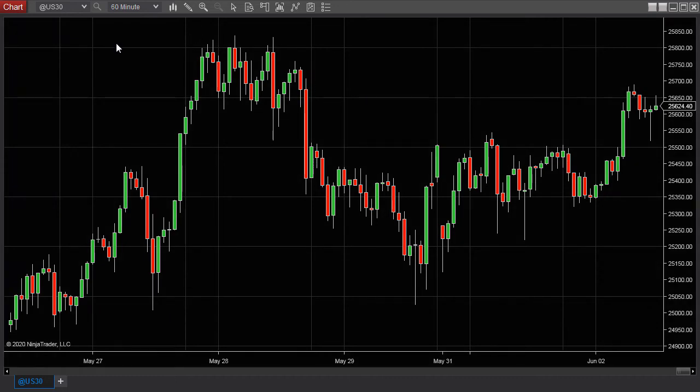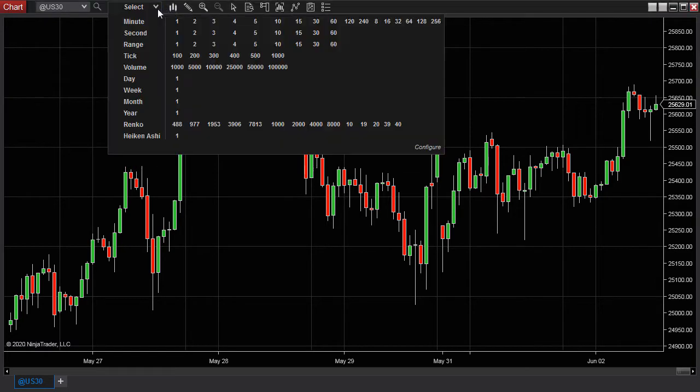Okay, so here's how to set up your real-time intraday summary math indicator. I'm going to start off with a normal chart of the Dow Jones, 60-minute interval, normal candlestick chart. It's been tested with virtually each one of these. It works with Renkos, it works with range bars, tick bars.